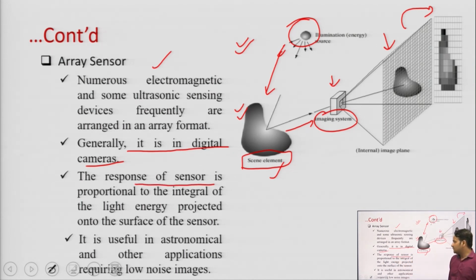The response of the sensor is proportional to the integral of the light energy projected onto the surface of the sensor, and it is useful for astronomical and other applications where low noise imaging is required more. So, these all three sensors you may observe related to image acquisition and sensing.